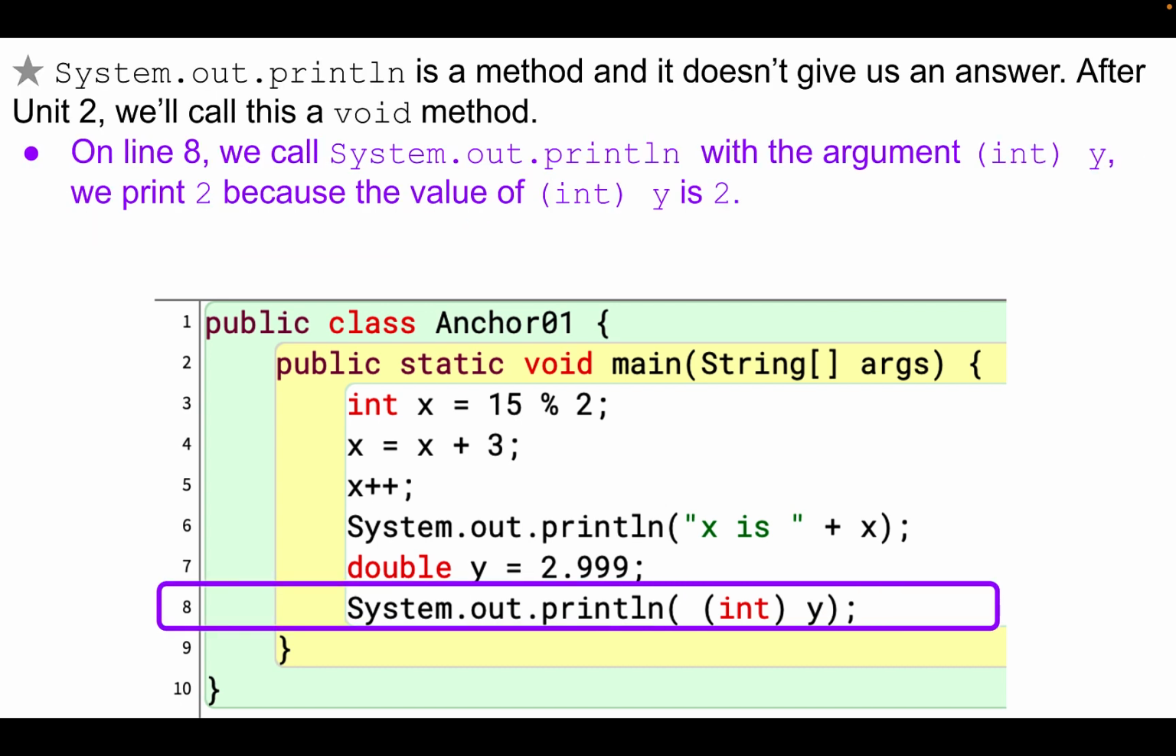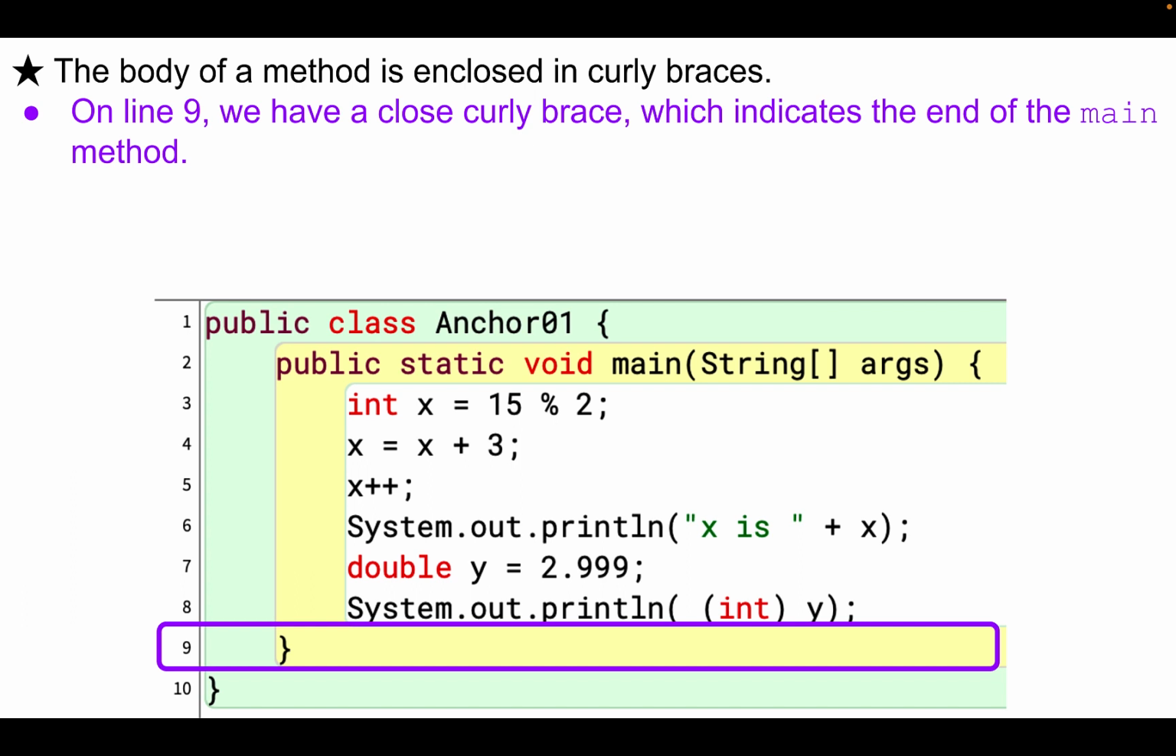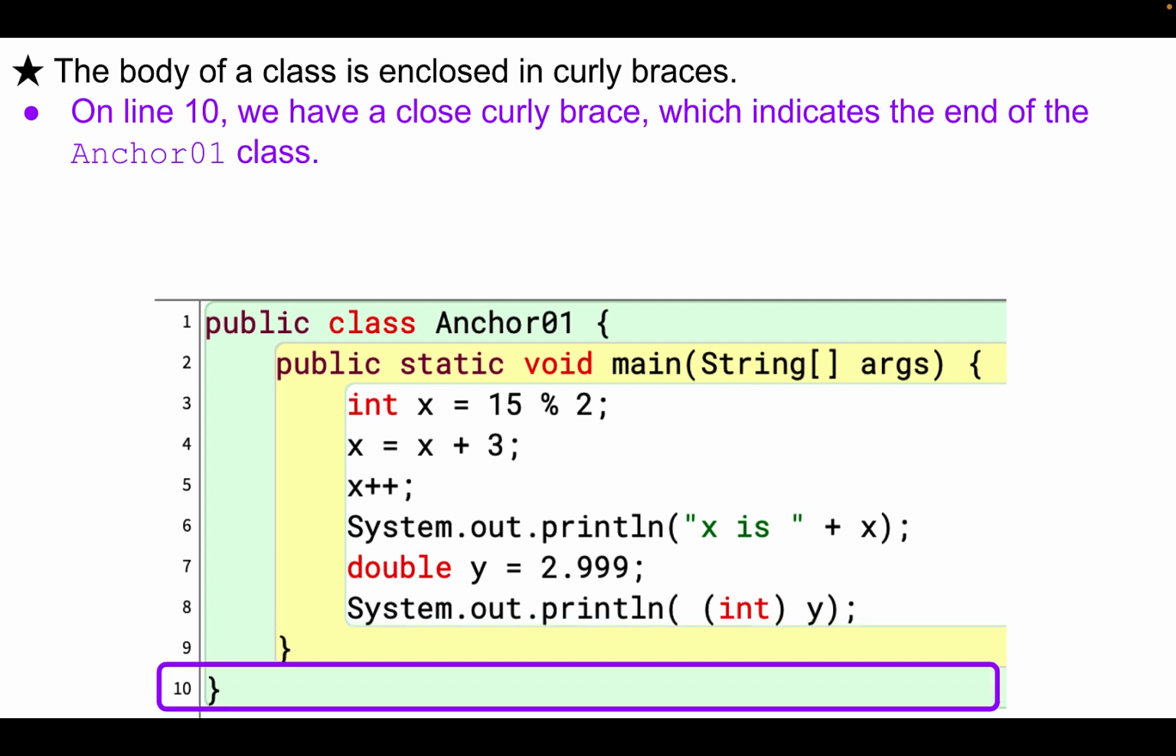Again, System.out.println is a method and it doesn't give us an answer. After unit 2, we'll call this a void method. On line 8, we call System.out.println with the argument (int) y. And we print 2 because the value of that cast, (int) y, is 2. The body of a method is enclosed in curly braces. On line 9, we have a closed curly brace, which indicates the end of the main method. The body of a class is enclosed in curly braces. On line 10, we have a closed curly brace, which indicates the end of the anchor01 class.